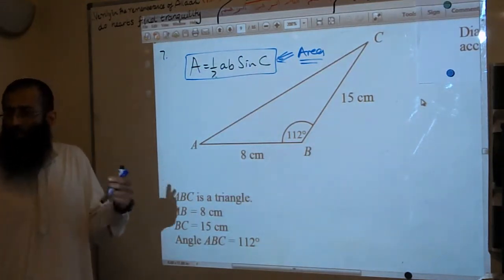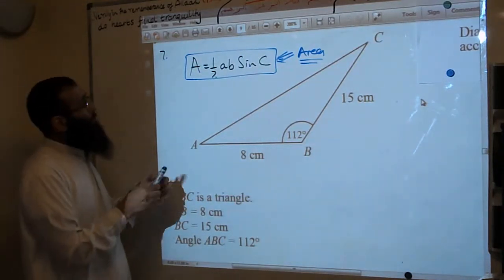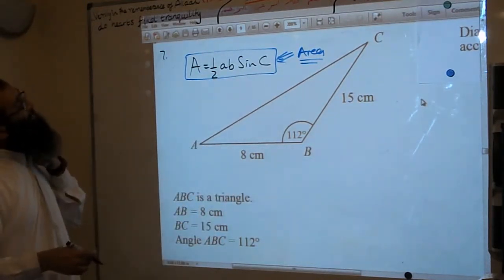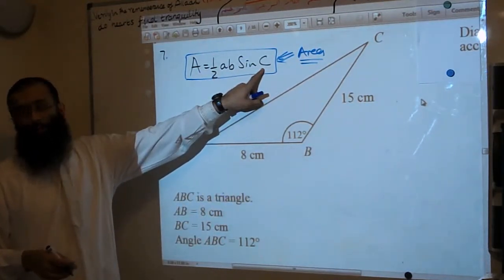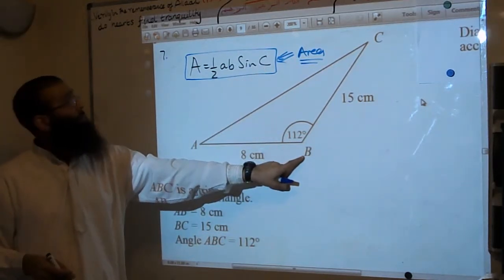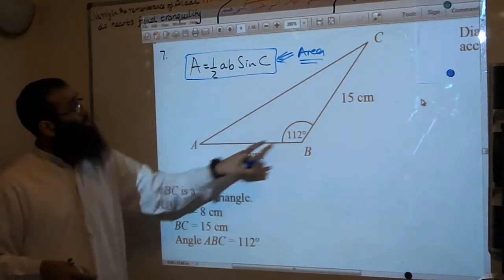That's how the formula looks generally. Now, we have to put the letters in context of our diagram. Now, the C here is talking about the angle they give in the question. Our angle is actually called B. And the a and b are the other two sides.